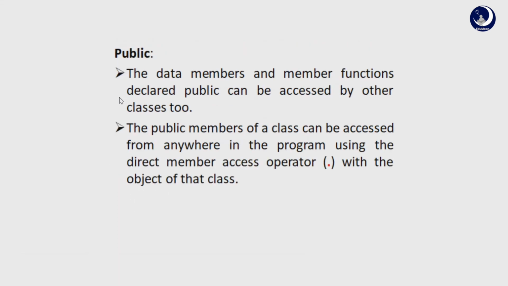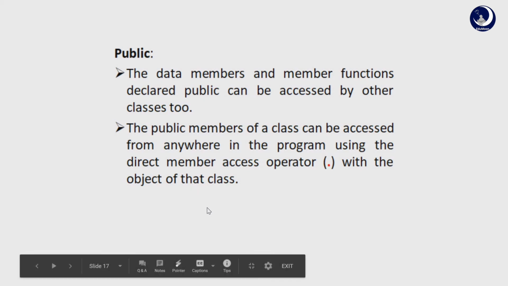Public: the data members and member functions declared public can be accessed by other classes too. The public members of a class can be accessed from anywhere in the program using the direct member access operator, that is the dot operator, with the object of the class. So you can access any other members, if they are of public type, using the dot operator with the object of that class.